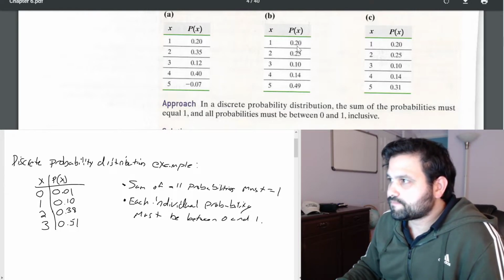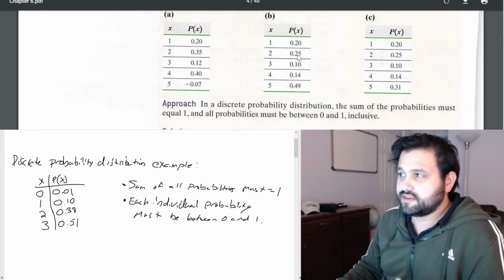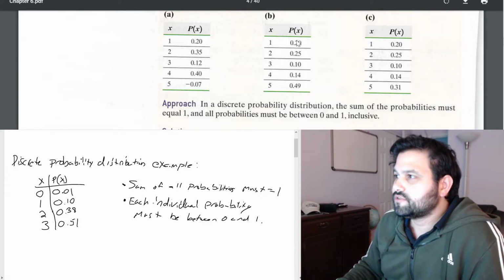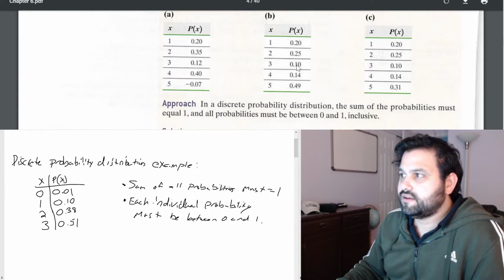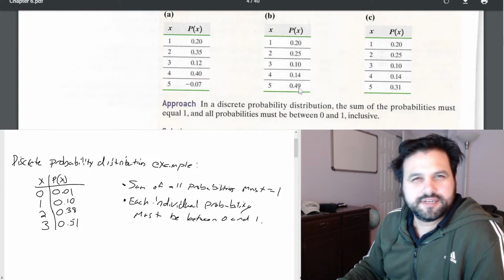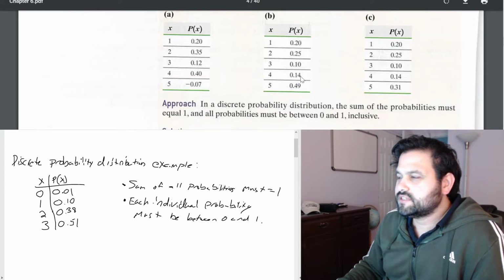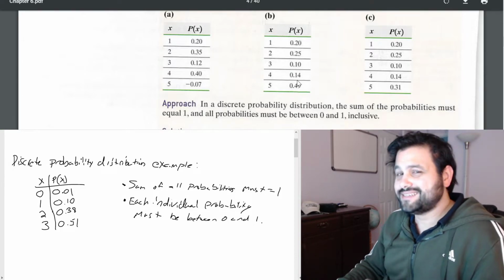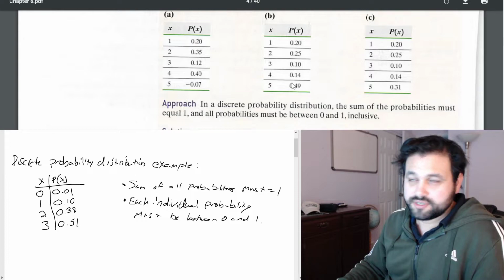Part B, all right, well, I don't see any negatives. I don't see anything greater than 1. So let's make sure it adds up to exactly 1. So if I start adding this up, I got 20%, 25%, I'm at 45, 55, 69% plus 49%. I don't think so. So that's not going to add up to exactly 1. So that is not a probability distribution either.